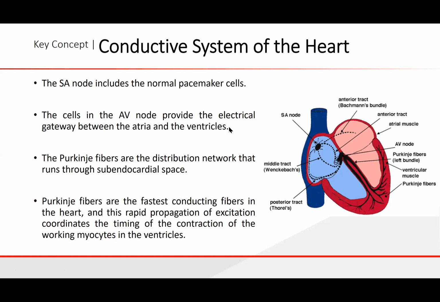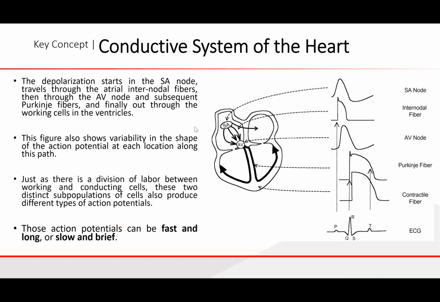In the conductive system, the depolarization starts in the SA node, as we said, and travels through the internodal fibers into the AV node and hence to the Purkinje fibers. But the important point here is this illustration of the different action potentials of the different structures of this conducting system. Same as we have divided the cells into conductive cells and working cells, or normal myocyte cells, we also have different action potentials, and two main categories that are important to understand: the fast and long action potential and the slow and brief action potential.